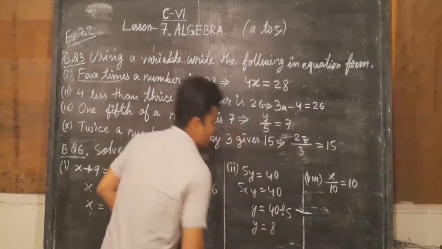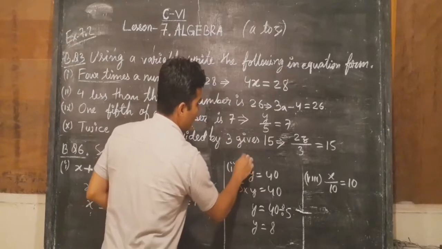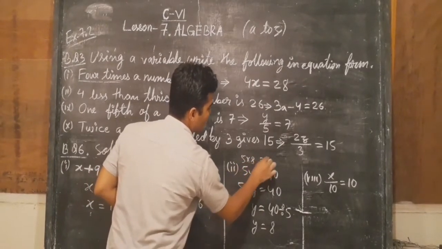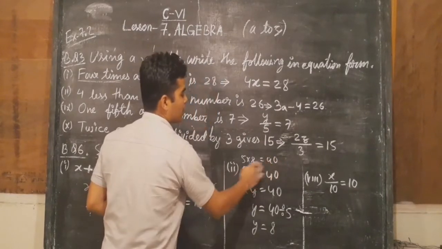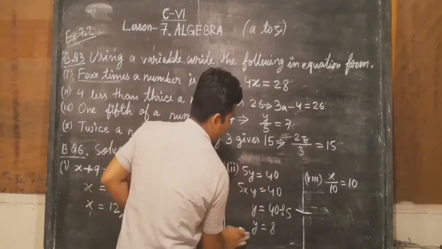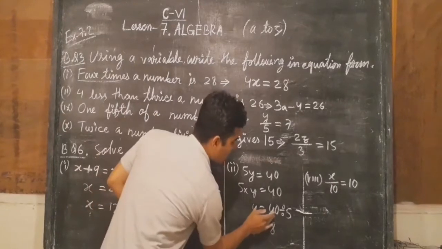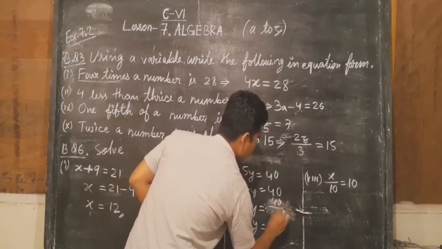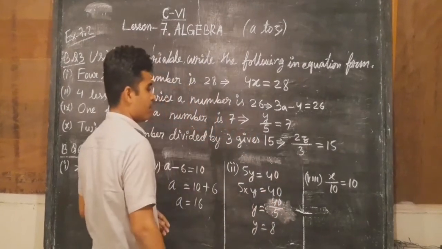5 8s are 40, so 8. If you put the value of y in this place, you can see 5 8s are 40, then it will be equal to the right hand side. So y equal to 8 is the correct answer. This step y divided by 5 we can write like this also. So 40 divided by 5, it is the same.